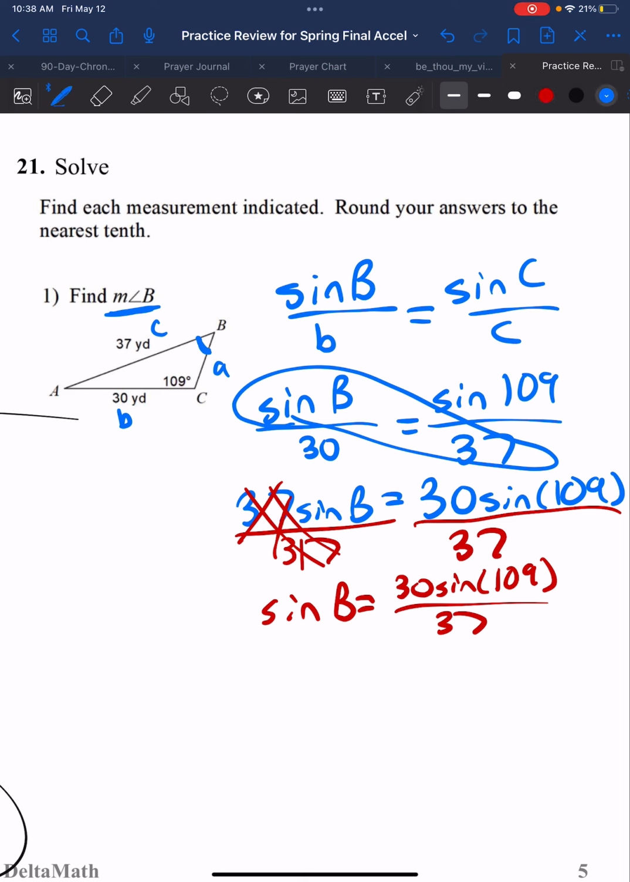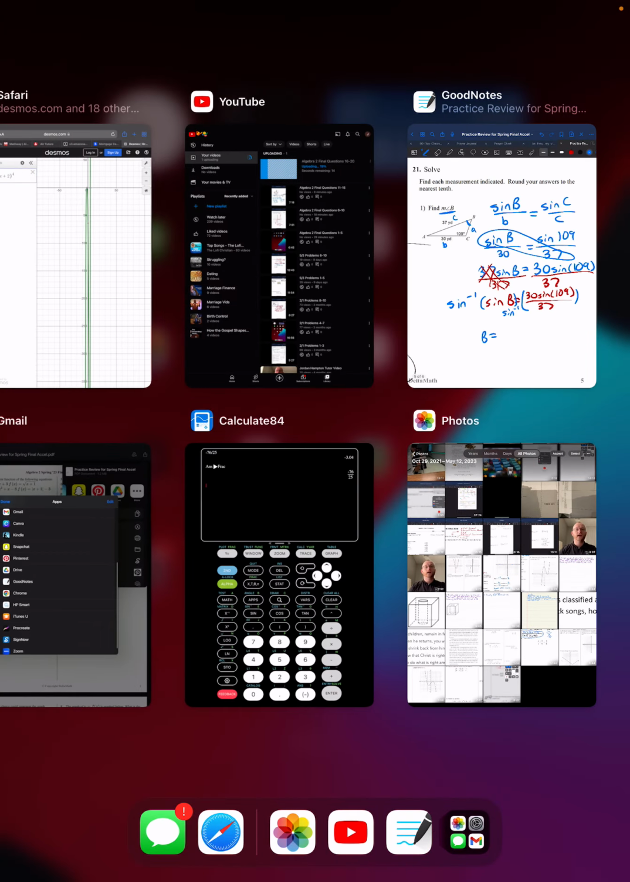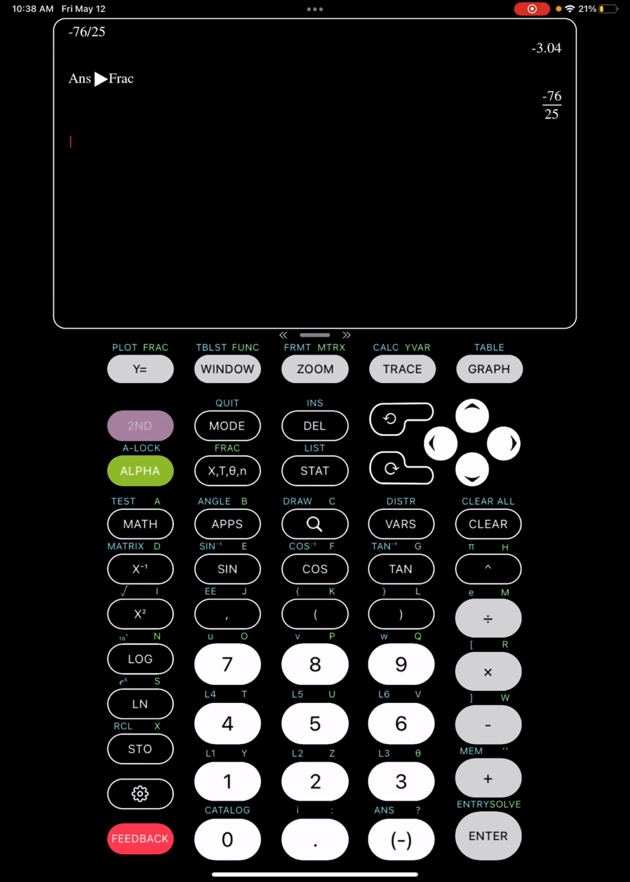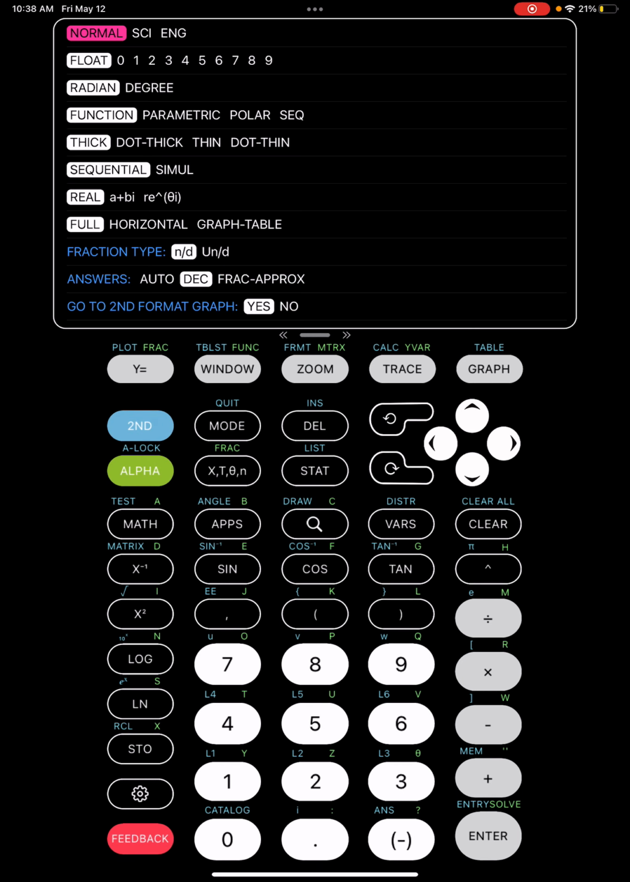Here, my B is kind of trapped by sine. I need to undo sine somehow, which is just the inverse of sine. So sine to the -1 on both sides, so B is going to be equal to the inverse sine. And one thing to make sure on your calculator is that you are in degree. It defaults to radian.